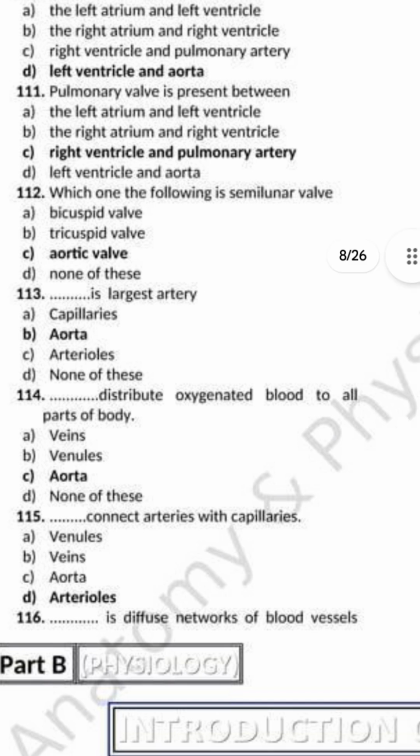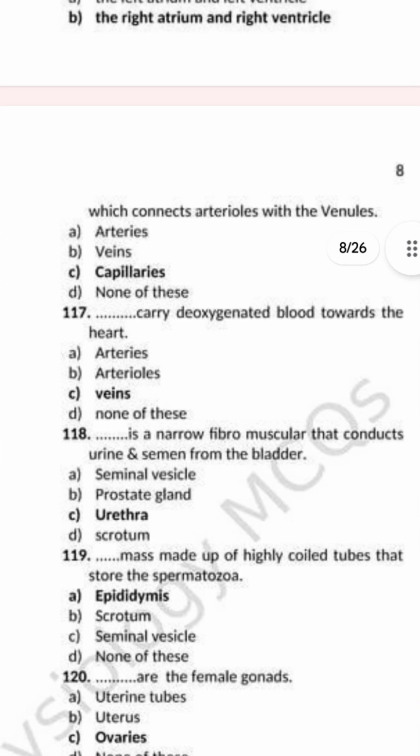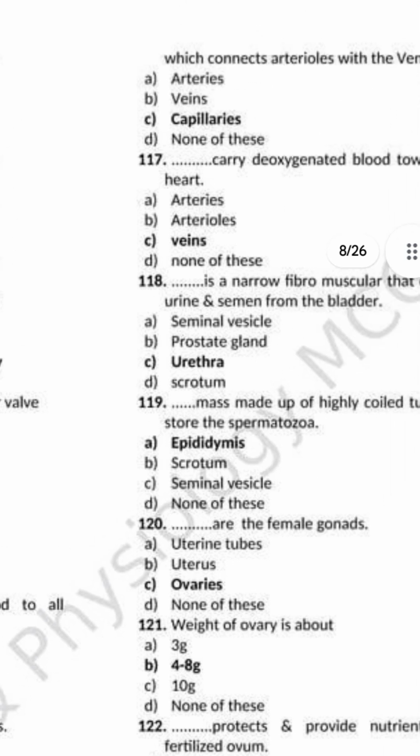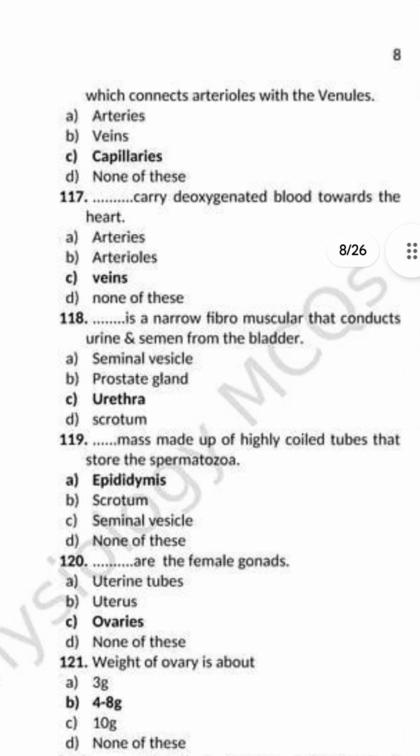Then dash is a diffuse network of blood vessels which connects arterioles with the venules. Arteries, veins, capillaries, none of this. Capillaries. Capillaries are the network of blood vessels which connect arterioles with the venules. The next one, dash carry oxygenated blood towards the heart. Arteries, arterioles, veins, none of this. The answer, veins carry oxygenated blood towards the heart.